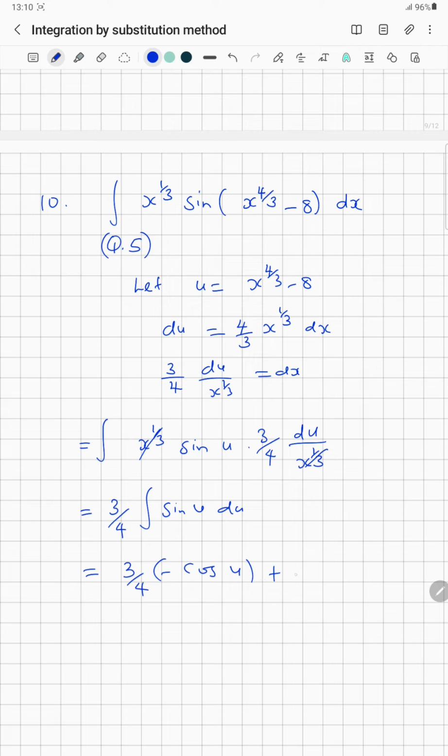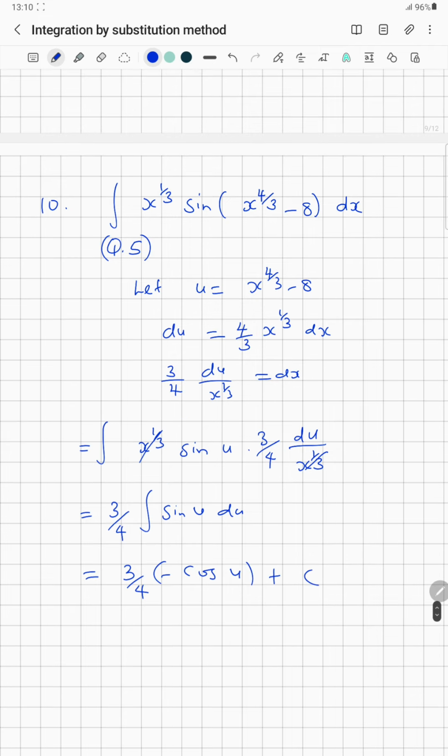u plus c. Now we can replace back. We are going to get minus 3 over 4 cos of u. We know our u is x power 3 minus 8, plus c.